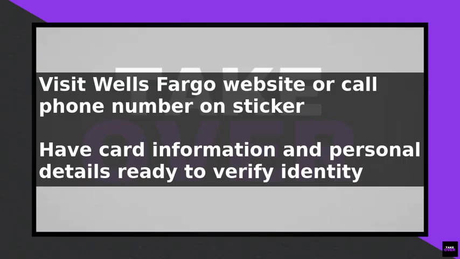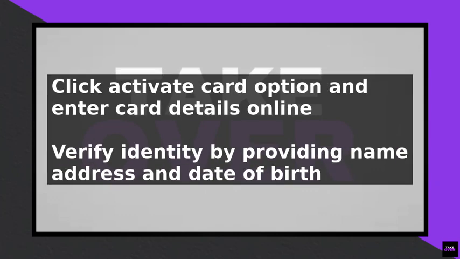Once you are on the website, click on the Activate Card option and enter your card number, expiration date, and security code. You will then be prompted to verify your identity by providing your name, address, and date of birth.